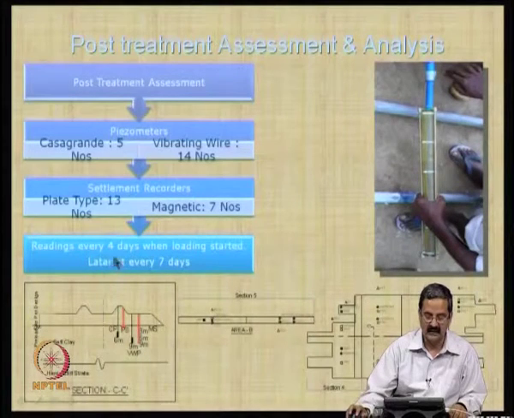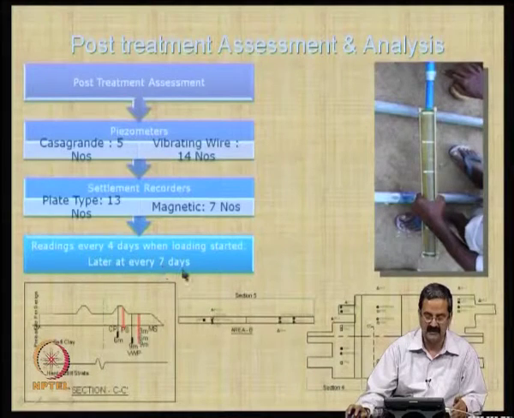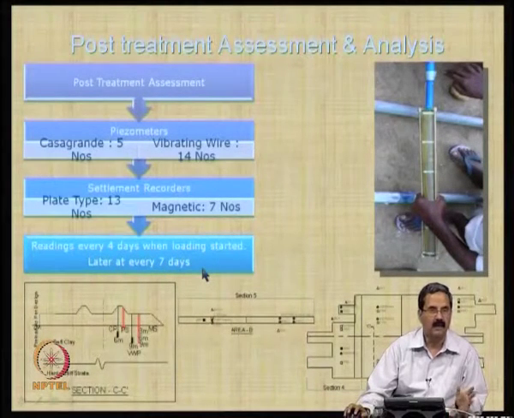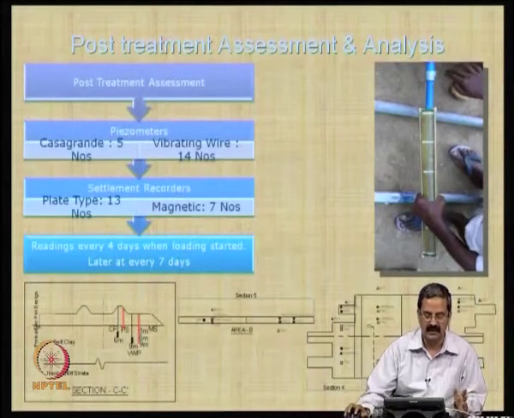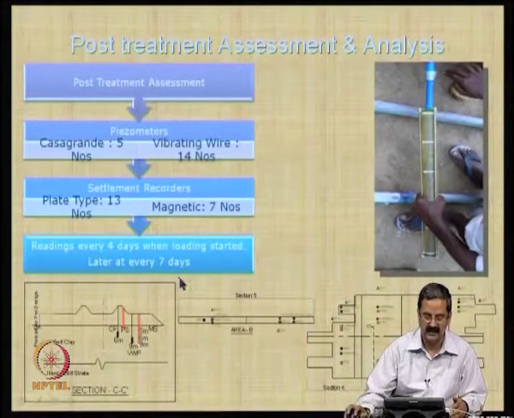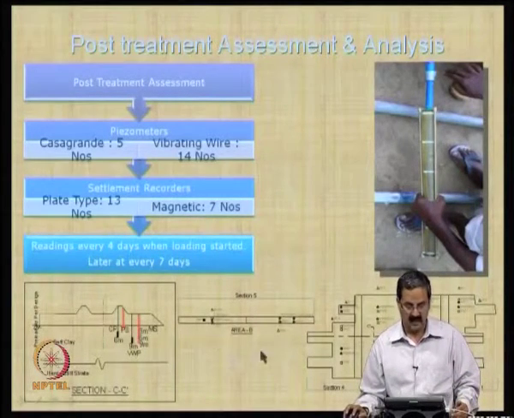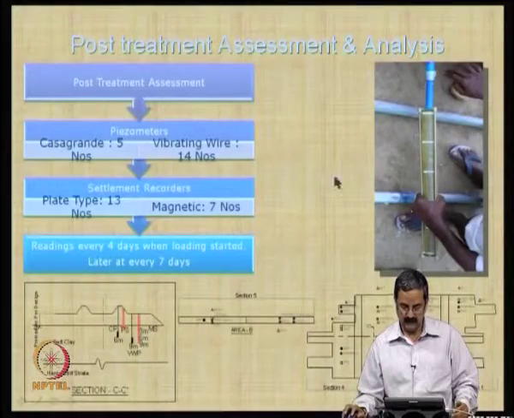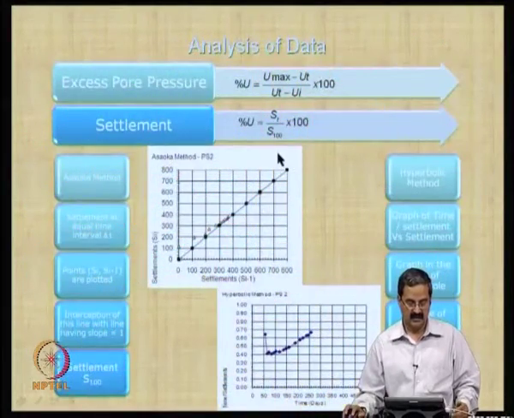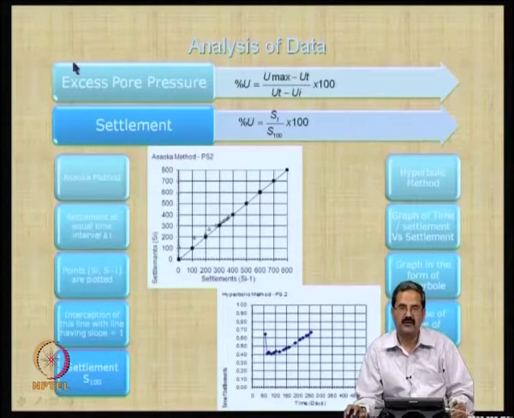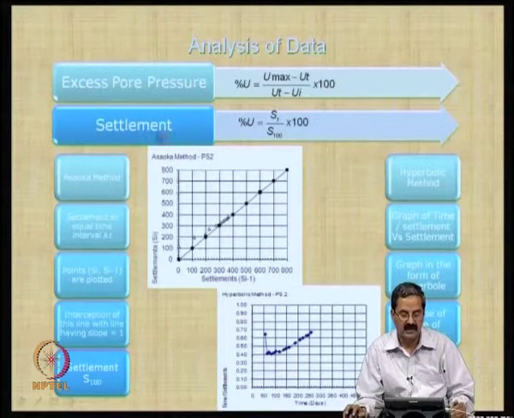Readings were taken every 4 days when the loading started, and after that every 7 days. Like I said, during the initial process it could be a little more frequent, the 4 days, and later it was 7 days. So, they have sections here, like you can see, this is that piezometer. So, their objective is to find out excess pore pressure and settlement.